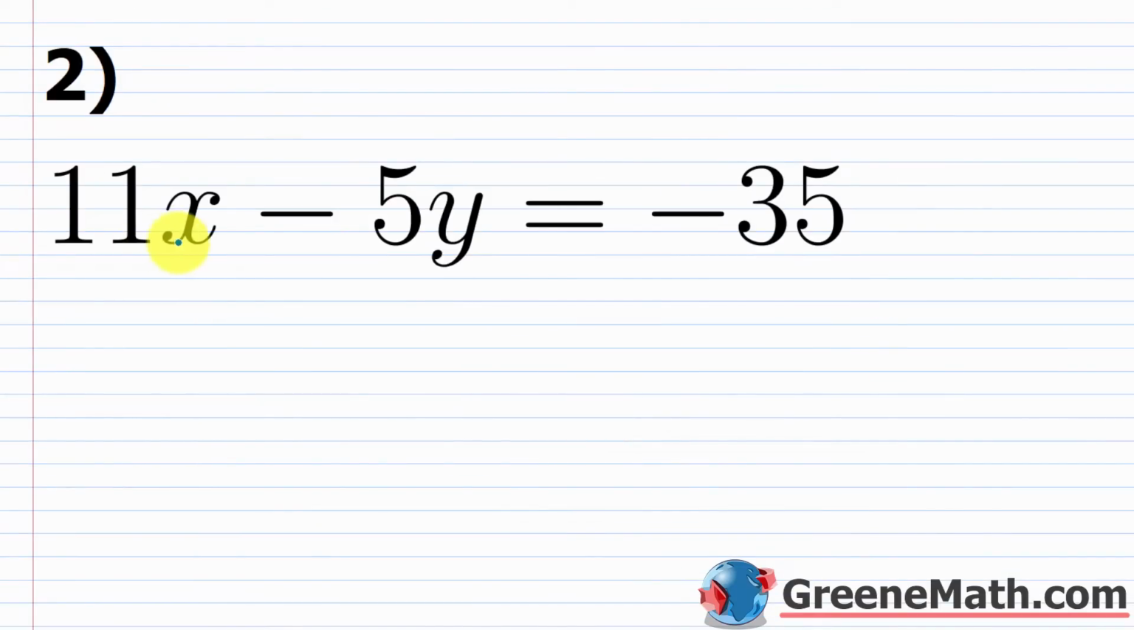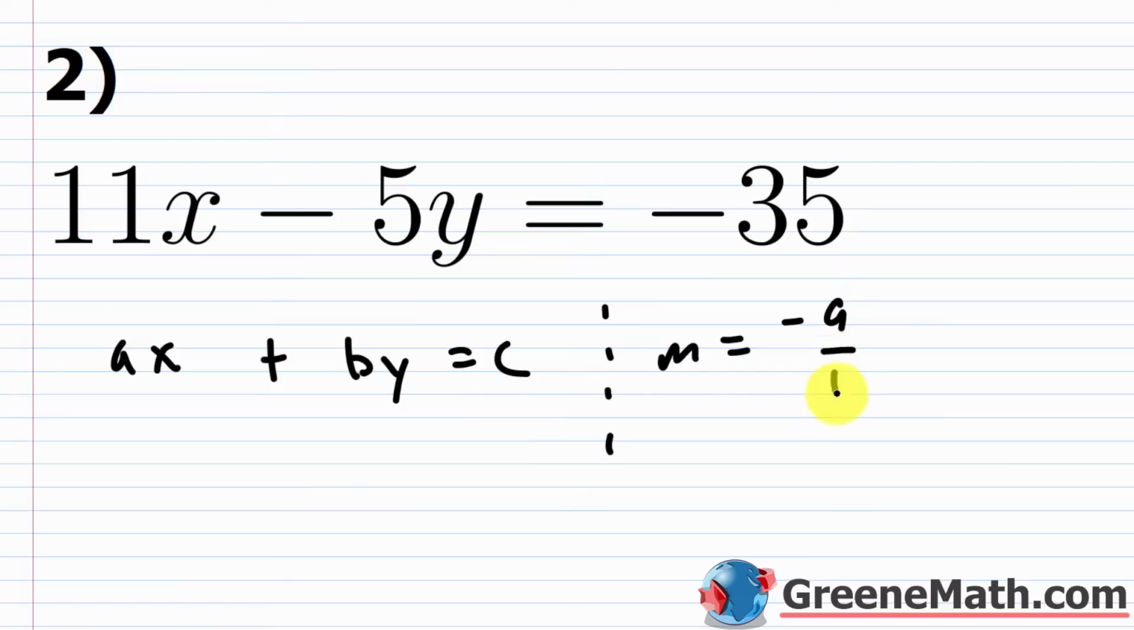All right, let's take a look at problem 2. So we have 11x minus 5y equals negative 35. So again, I can do it really quickly and then also really slowly so that you get an idea of what's going on. The quick way is, again, ax plus by equals c. So if it's in this form, again, the slope m is negative a over b. So here a is 11. So negative 11 over b is a negative 5. So this is negative 5. So this is 11/5 for the slope.